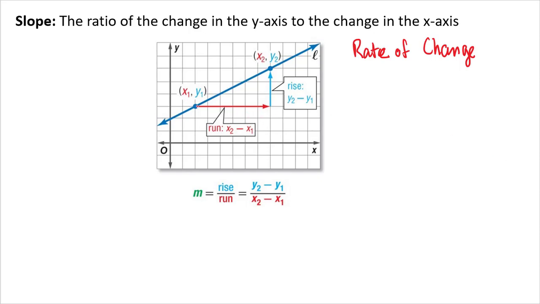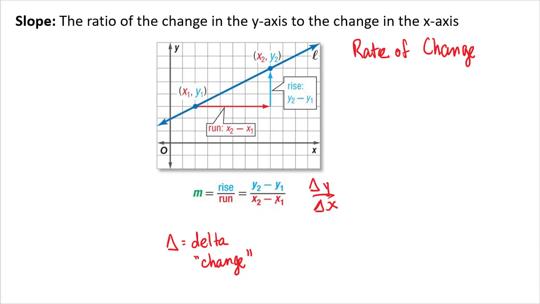So you have a rise over a run. So it's the change in y over the change in x. That little triangle symbol means delta, which is fancy for change. Okay, so you take your y2 minus y1 over x2 minus x1.